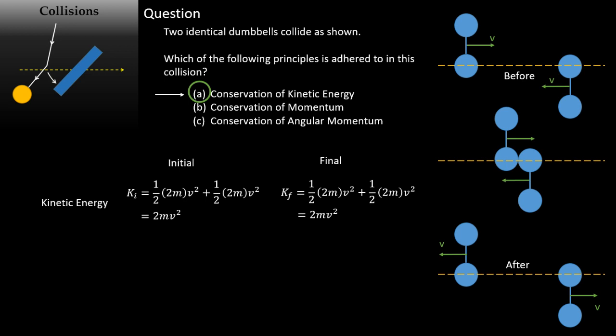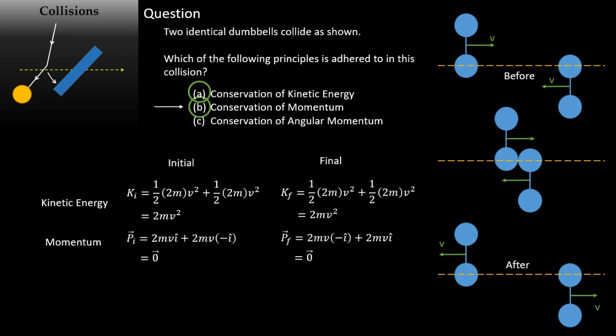1/2 (2m) v squared. If we look after, again we have 2m going at the speed v, so we have 1/2 (2m) v squared as the kinetic energy for the final situation. That's the same for each case. Very nice. That's easy to do. All right.